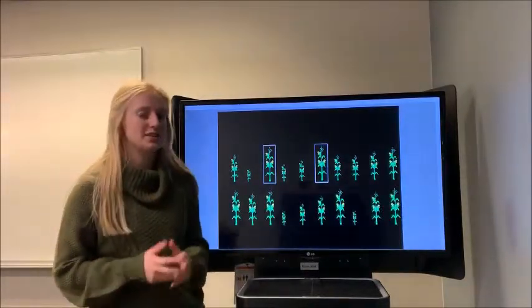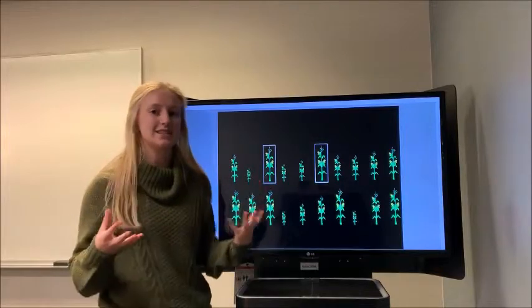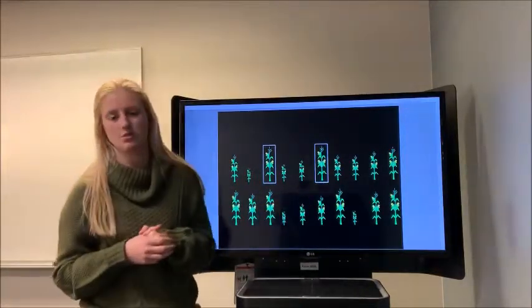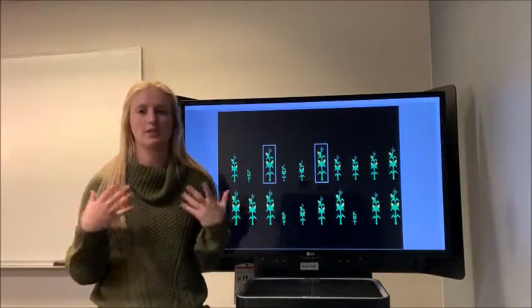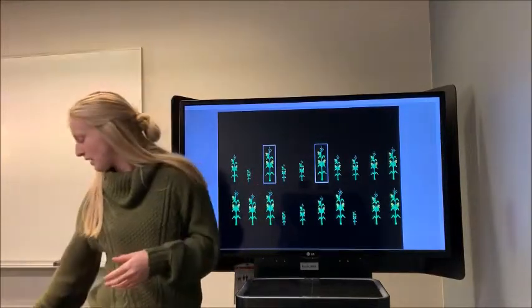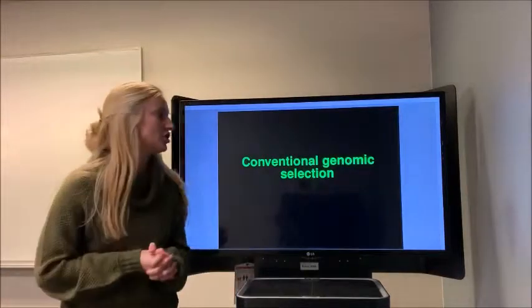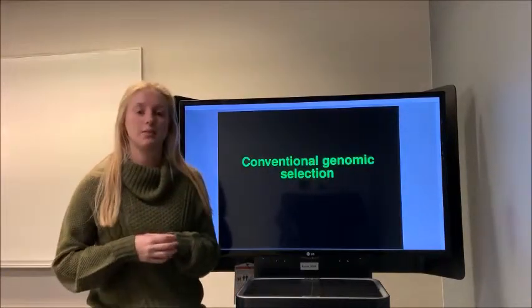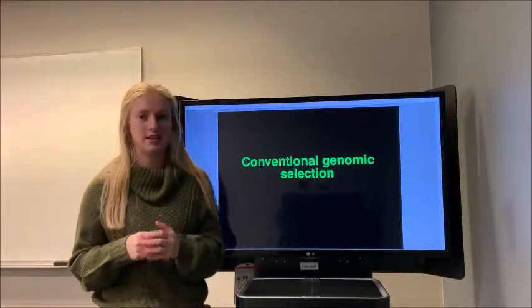Now, although this method did work some of the time, it wasn't as consistent as we want it to be. As you can see with that produced generation, it wasn't always as tall as we predicted. So that's what led to conventional genomic selection. This is when we made decisions more based on the plant's chromosomes and their DNA.